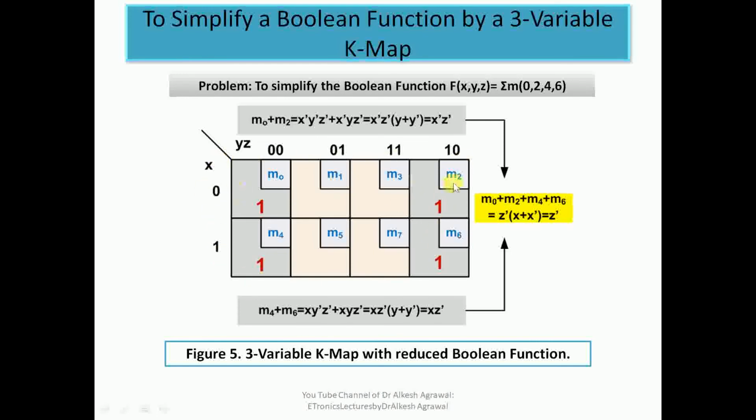So first you focus on these four cells. For these four cells, X is 0 and X is 1. So X is changing. When X is changing, that variable is removed. So X will be removed. Now you focus on this column and this column. In these columns, Y is changing and Z is fixed. Again, because Y is changing, we'll remove this variable, and what remains is Z. And for these cells, Z is 0. So finally what we get is Z bar.